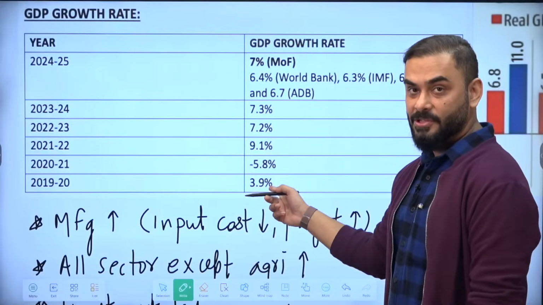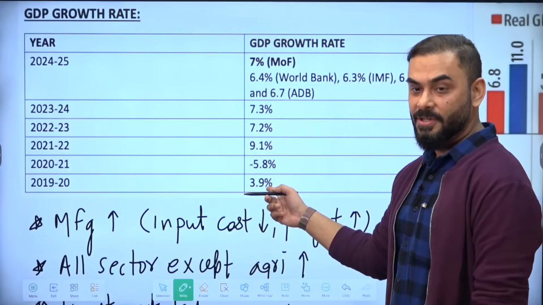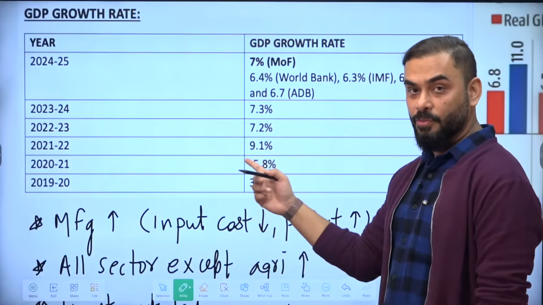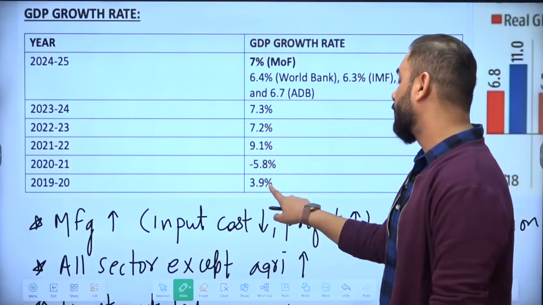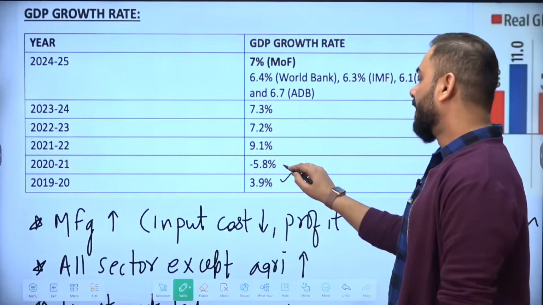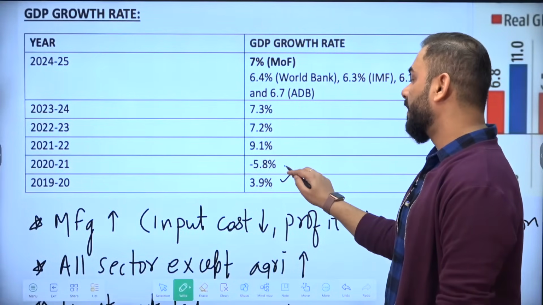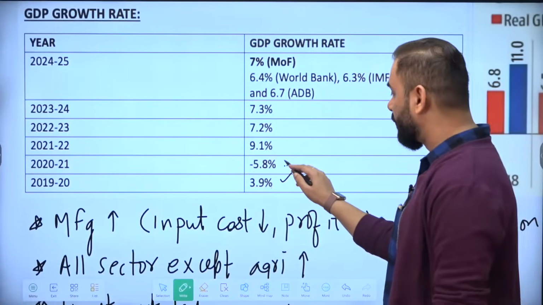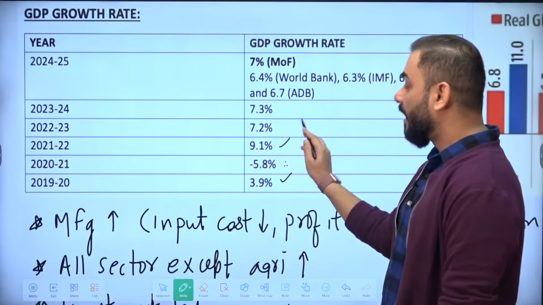You understand why it was low in the context of demonetization as well as GST. Plus there was global slowdown. Investment in India was very low. So see how low the GDP was. Then you understand that 2020 was a problematic year because of COVID. So it was negative. Then we bounced back 9.1%.